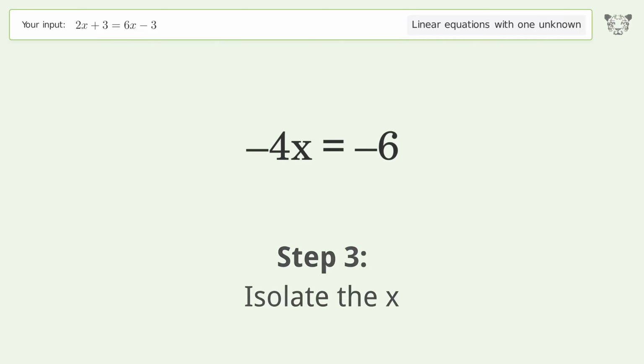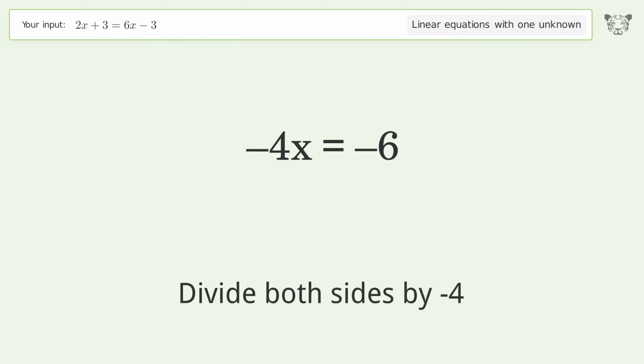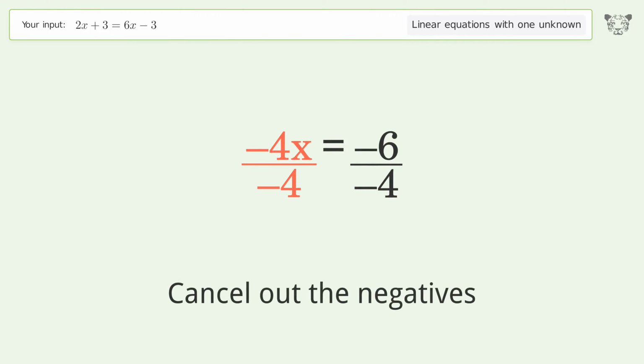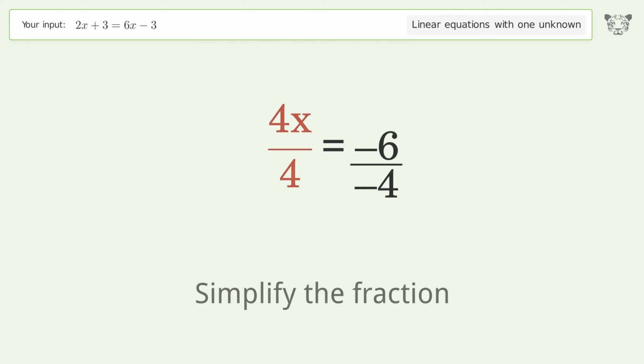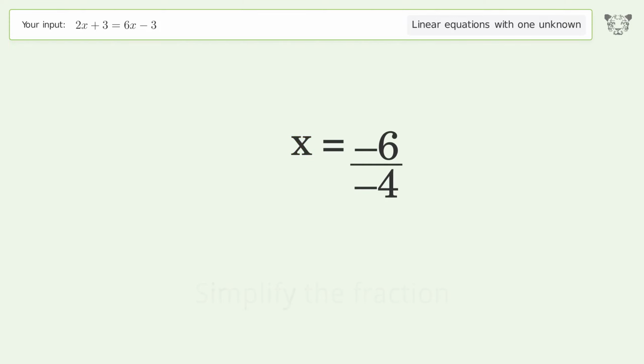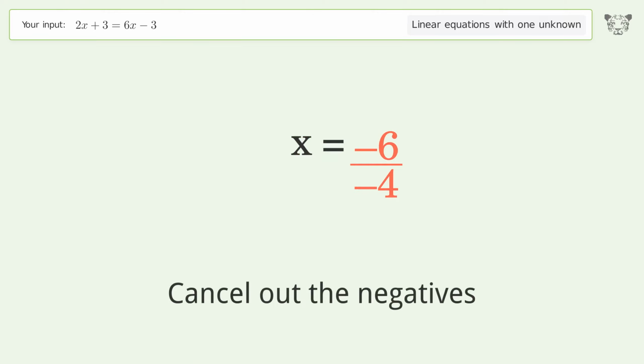Isolate the x. Divide both sides by negative 4. Cancel out the negatives. Simplify the fraction. Cancel out the negatives.